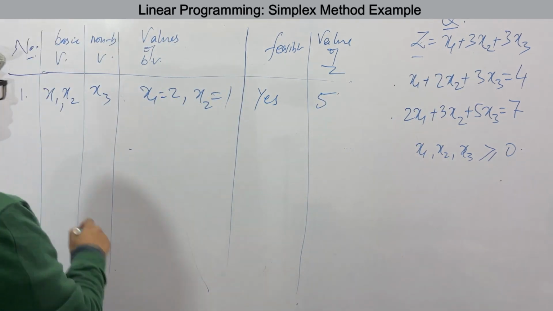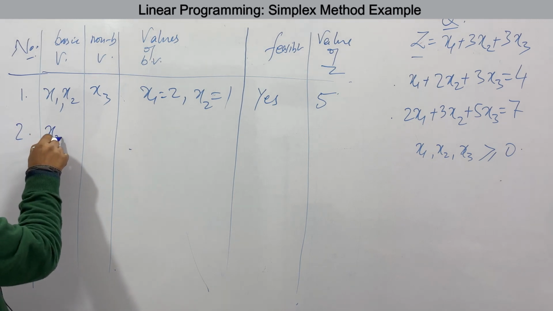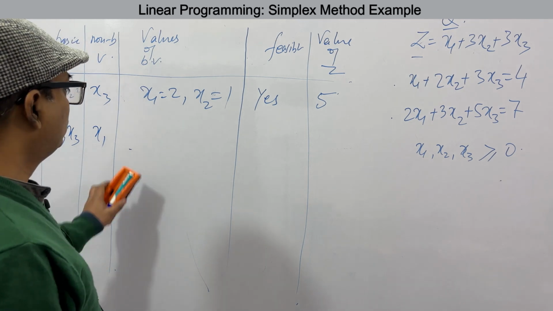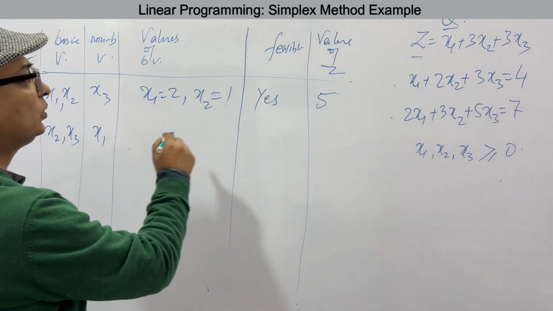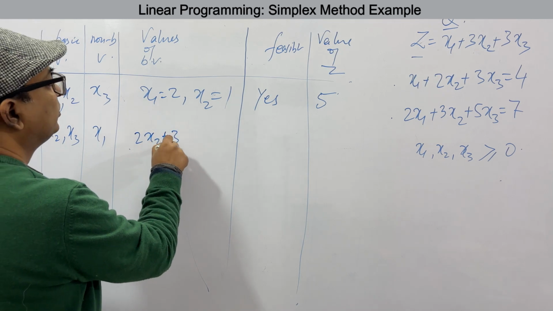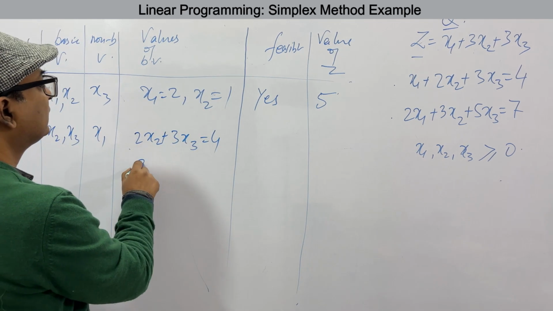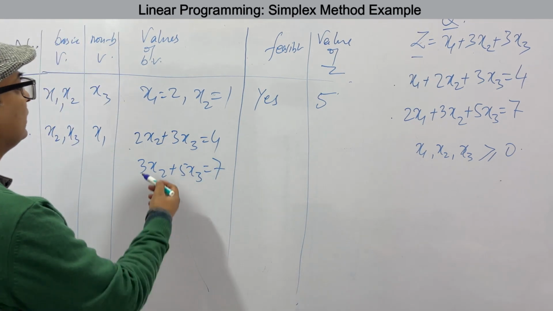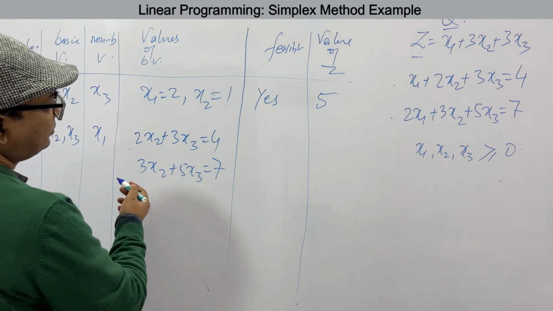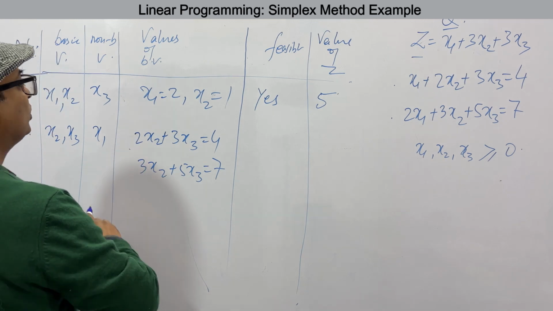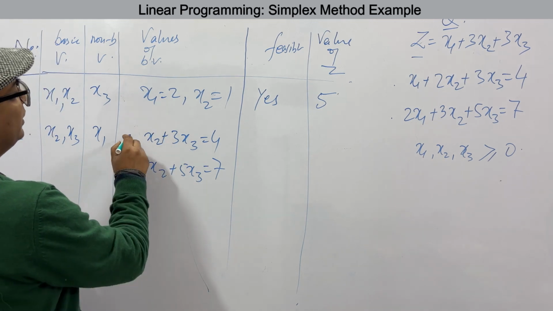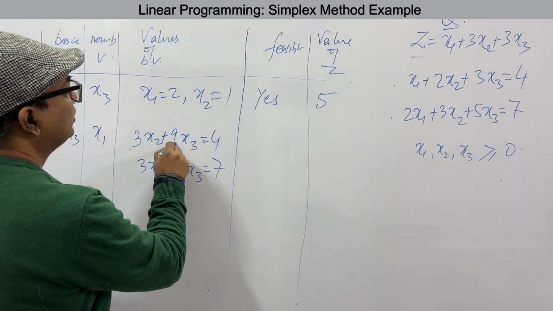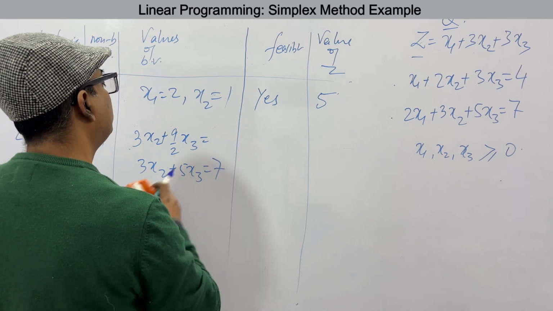Okay. Now the second one, x2, x3, these are basic variables, so we'll take x1 as non-basic variable 0. So the equations will be, x1 is 0 here, so 2x2 plus 3x3 is equal to 4, and 3x2 plus 5x3 is equal to 7. Okay. So what can we do? Let's multiply this by 3 by 2. So this becomes 3, this will be 9 by 2, this will be 6.